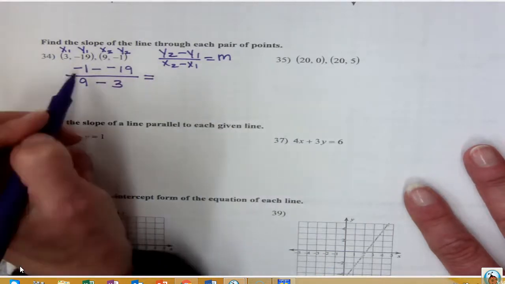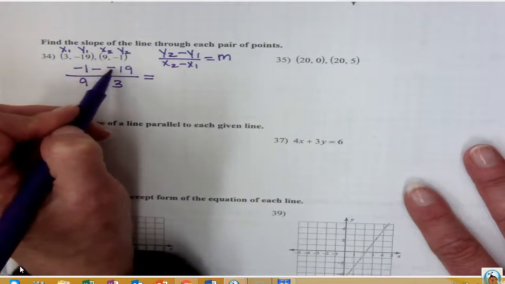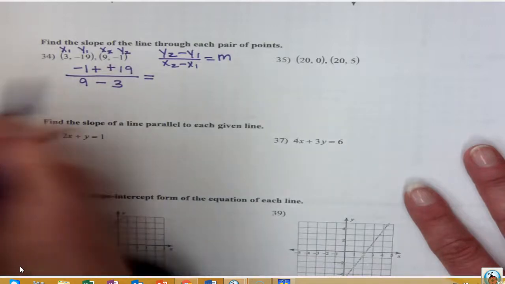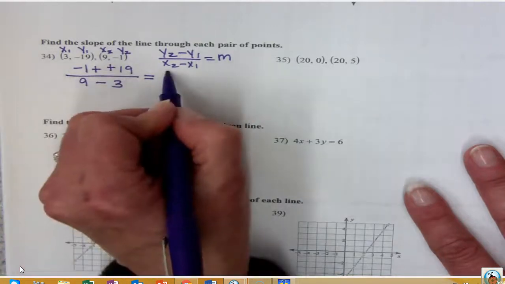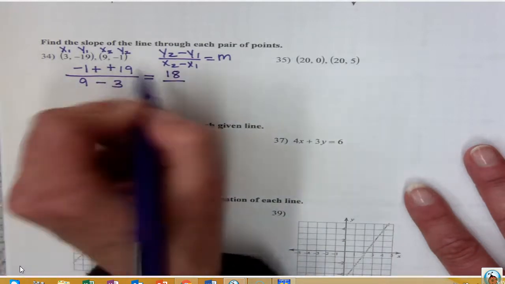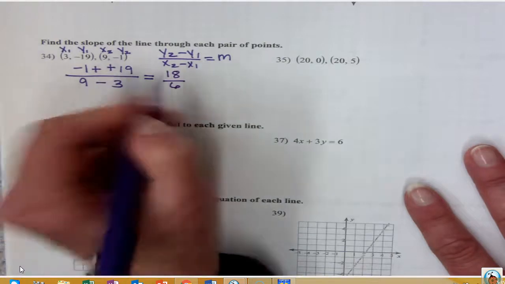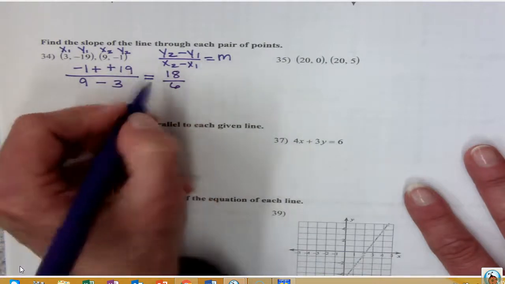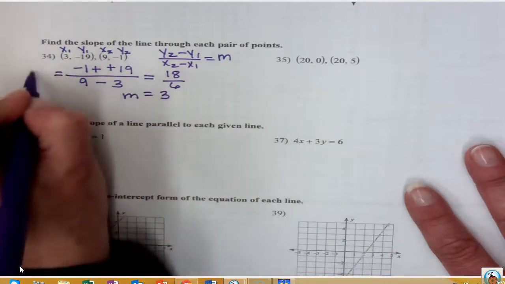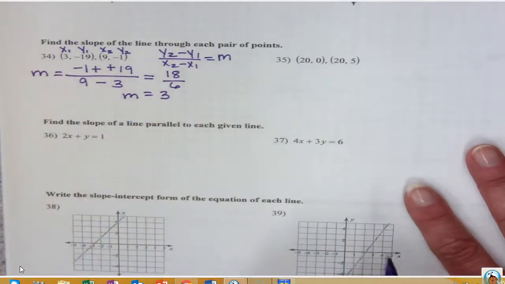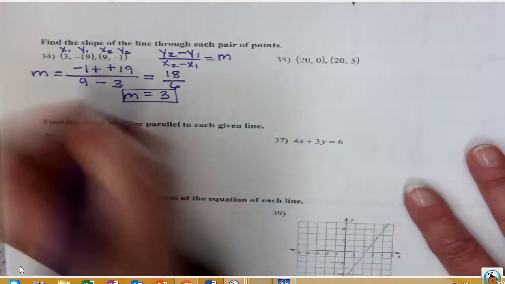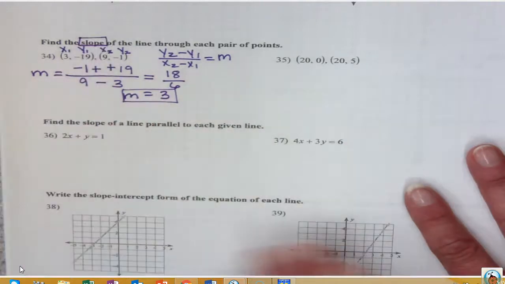So when you have 1 minus a negative, a negative is a positive. So when I add that, I'm going to get positive 18. 9 minus 3 is positive 6. 18 divided by 6 is 3. So my slope, let's say m equals 3. That's what it's asking me to find, just my slope.